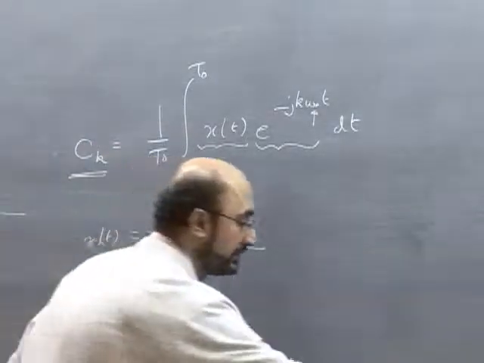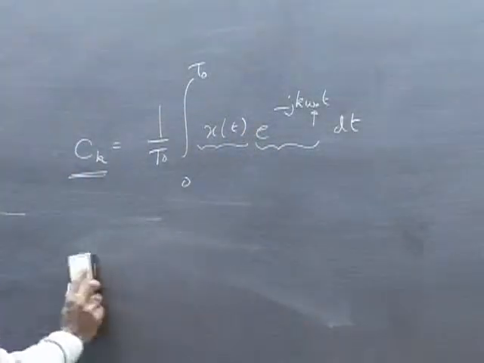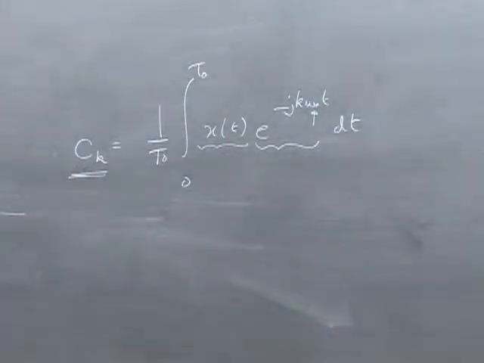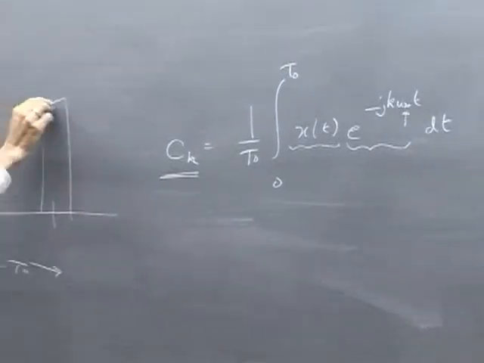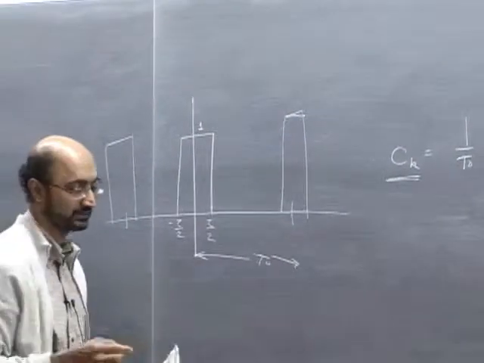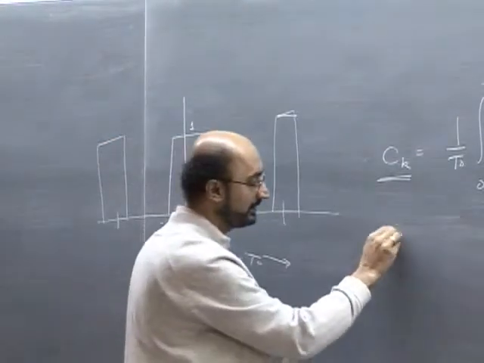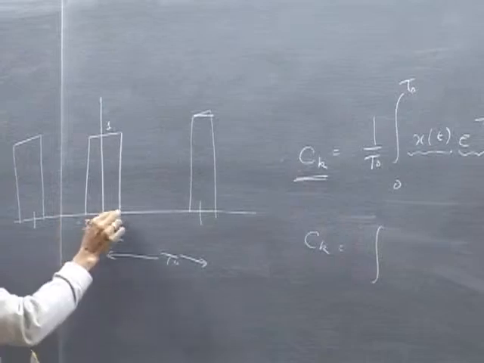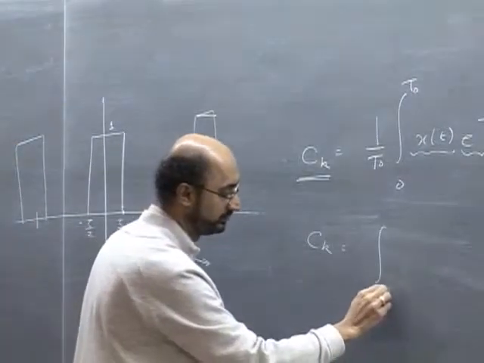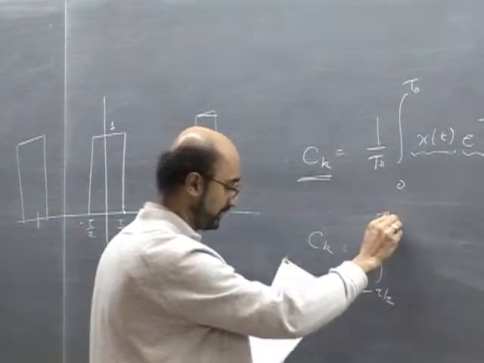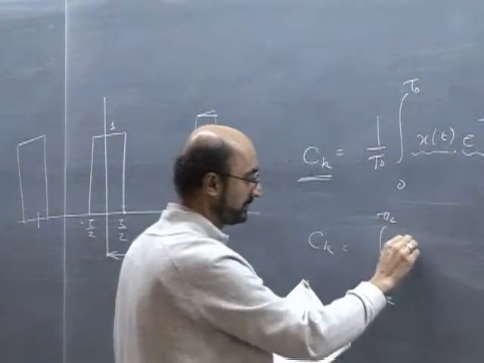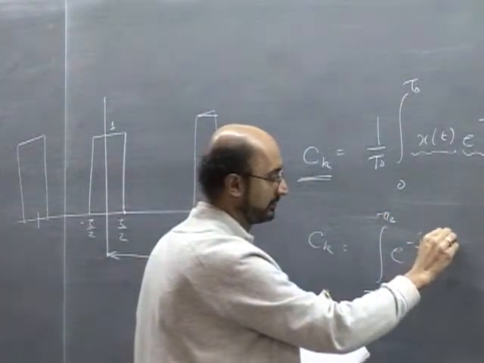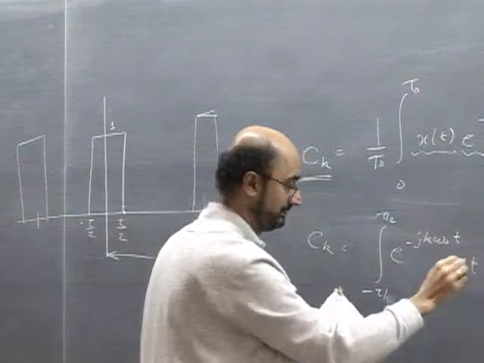So if we go through the math for this particular pulse, and I'll just go through it quickly because I want to get you in the right frame of mind. So the value of this pulse is 1, let's say, and the width is tau. So ck is going to be given by, and we can just use the integration from minus tau by 2 to tau by 2 because it's 0 elsewhere, e to the minus j k omega naught t dt.